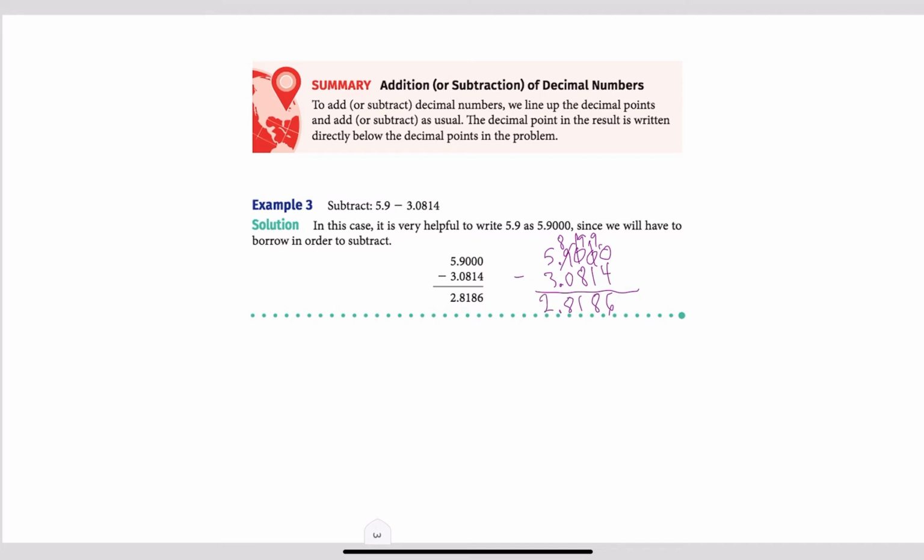And so that's how I can add and subtract decimals. It's pretty straightforward if I've mastered standard integer addition and subtraction. I can move right along into decimals without any issue.